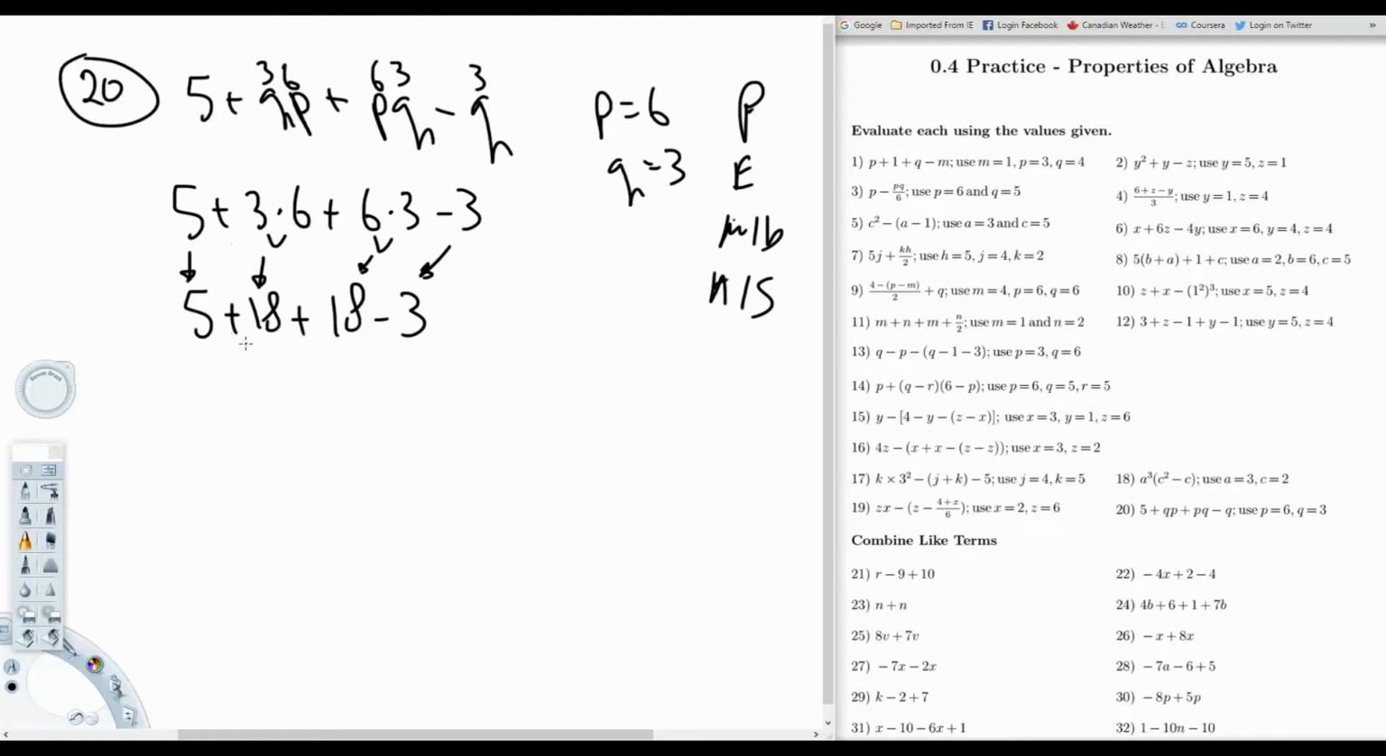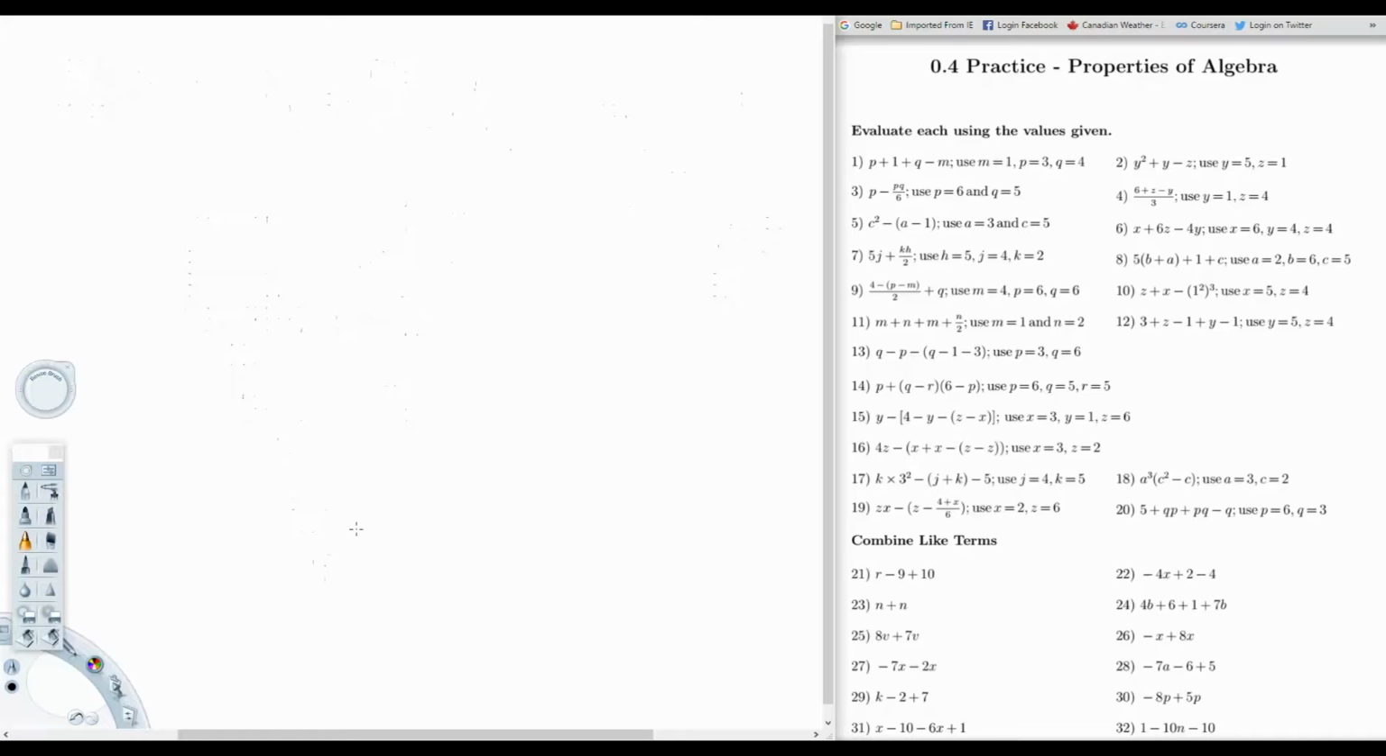All right. So what do we have left? Addition, addition, subtraction. So we start left, go right. 5 plus 18 equals 23, plus 18 minus 3. 23 plus 18 equals 41, minus 3. Answer is 38. We'll see if I got that. Yes, 38. That's the good answer.